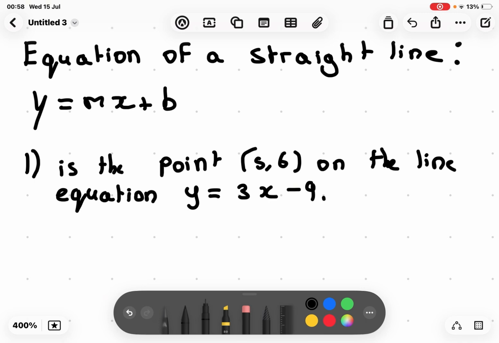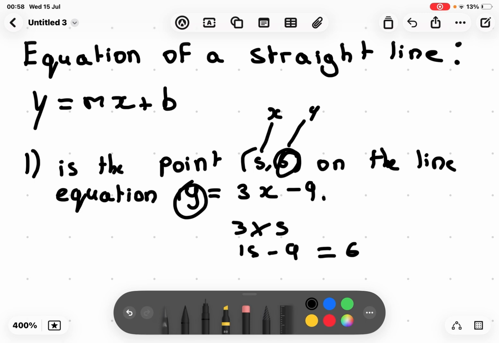The way you can find out if this point is on this graph is very easy. This is x, this is y, and we have x right here, so we just times 3 times 5, because that's the x. So we have 15, and then we take away 9, that equals 6, and 6 is what y equals, and y is right here. So yes, the answer is yes.